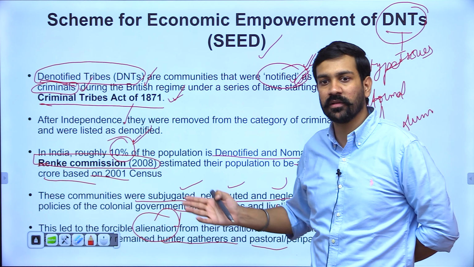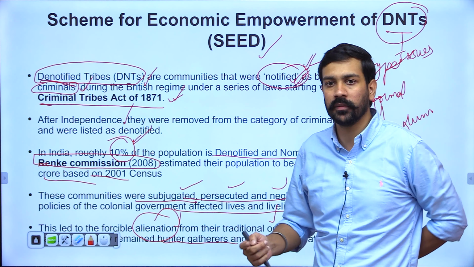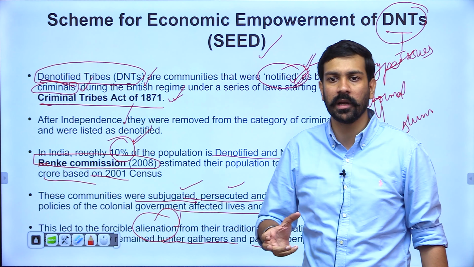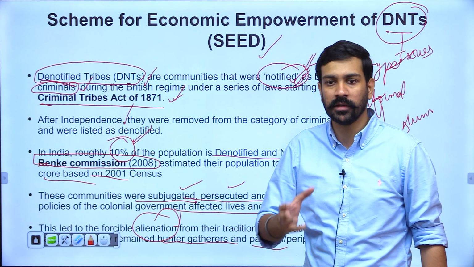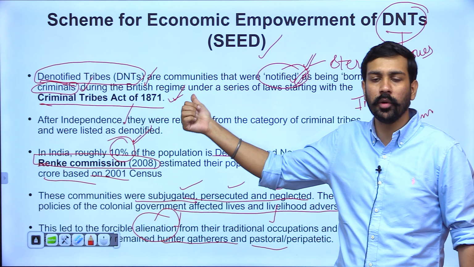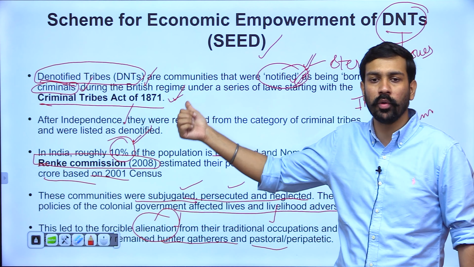In a nutshell, what we have discussed in this first slide is, first of all, who are denotified tribes? Obviously, the tribes that were earlier notified as born criminals under this act because they were harassing the Britishers and resisting their occupation. So to deal with them, it was notified that they are born criminals. After independence, to remove this stereotype, since nobody is a born criminal and social circumstances make an individual a criminal in society, they were removed from this list. And since the list was denotified, they came to be known as denotified tribes. What is their status? They constitute 10% of our population as per the Renke Commission.